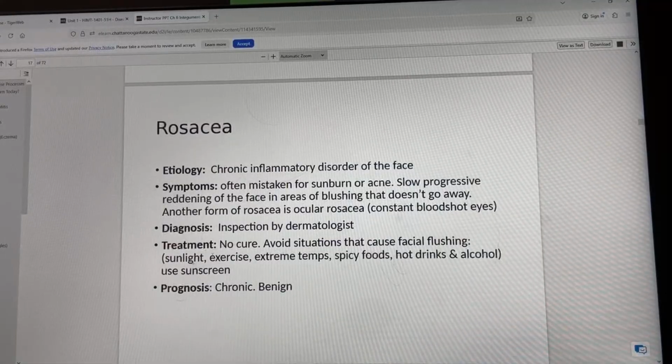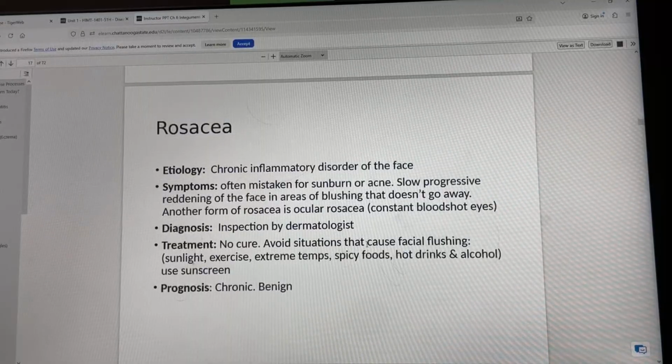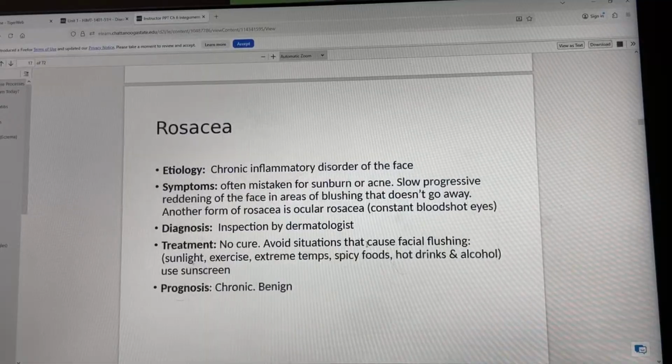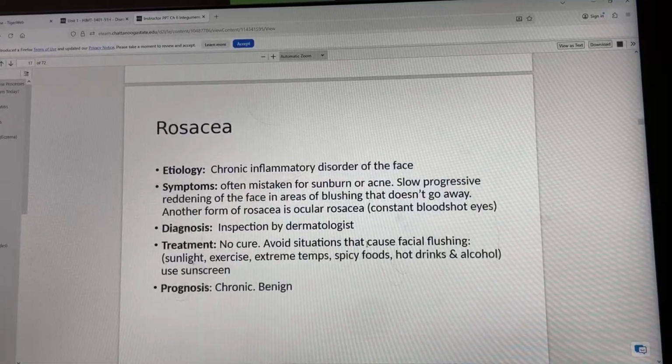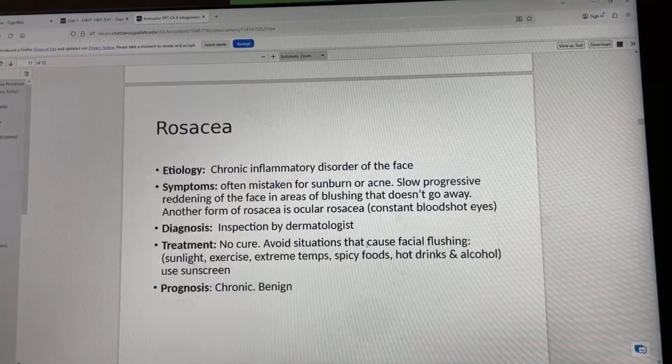So here's some things: sunlight, exercise, extreme temperatures, spicy foods, hot drinks, even some alcohol can make people's face flush. You ever seen those big guys at the, watching football and they're just drinking beers and their faces get real red, what I'm talking about? So, yep, that's rosacea.